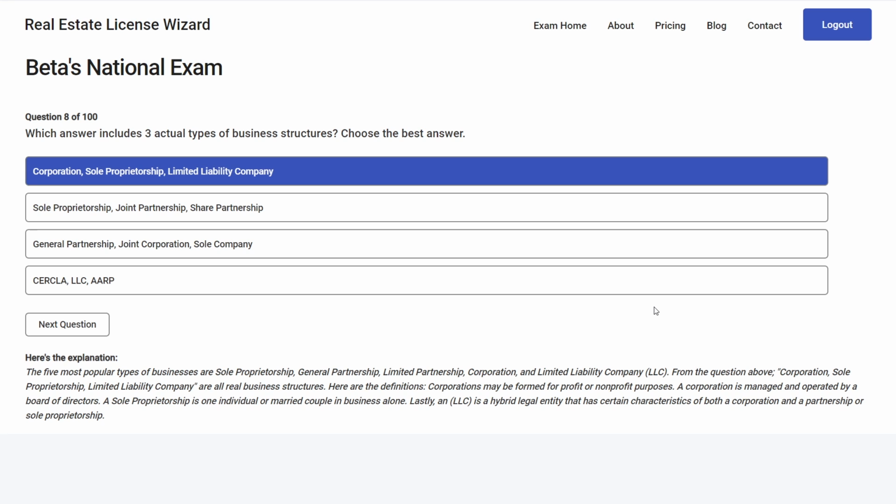This is important. It does come up on the exam, especially when you're working with commercial real estate. You need to be familiar with business structures because how businesses own property is super important, and you have to fully understand that to be a real estate agent, which is why they ask these types of questions about business structures on the exam.